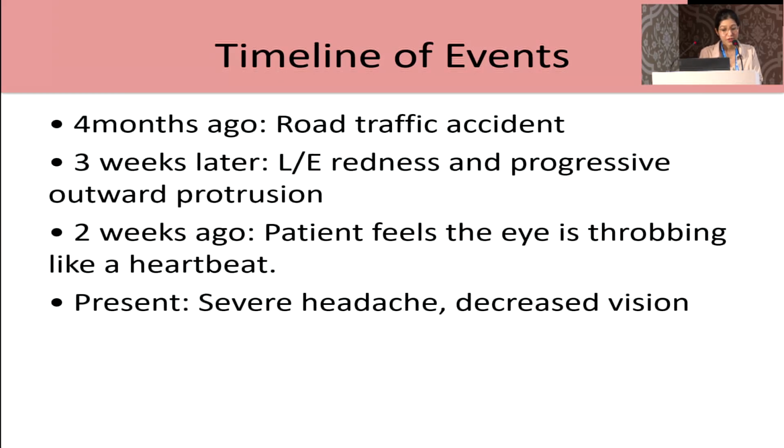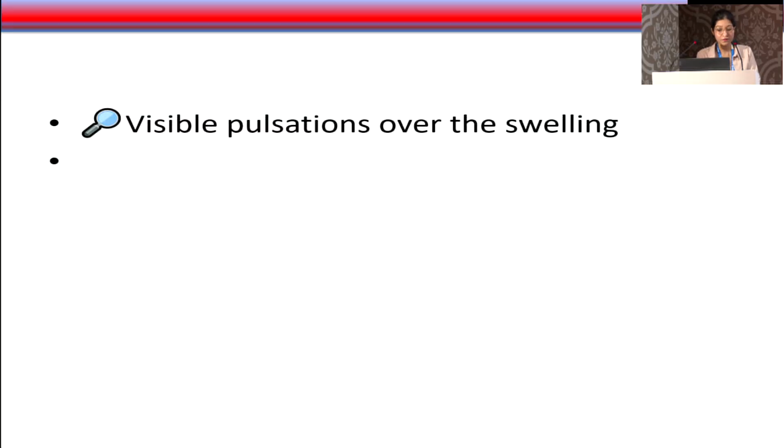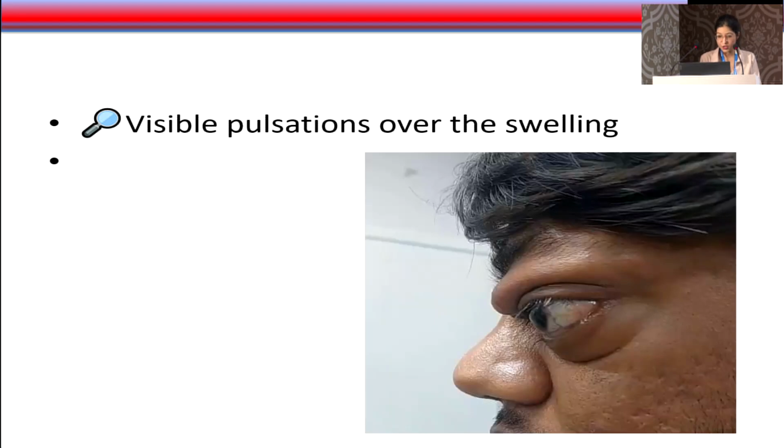2 weeks after, patient feels the eye is throbbing like a heartbeat, and presently there was severe headache with decreased vision. The detective clues in our inspection were 6/60 visual acuity in left eye and abaxial proptosis of the left eye. Visible pulsations over swelling were present.